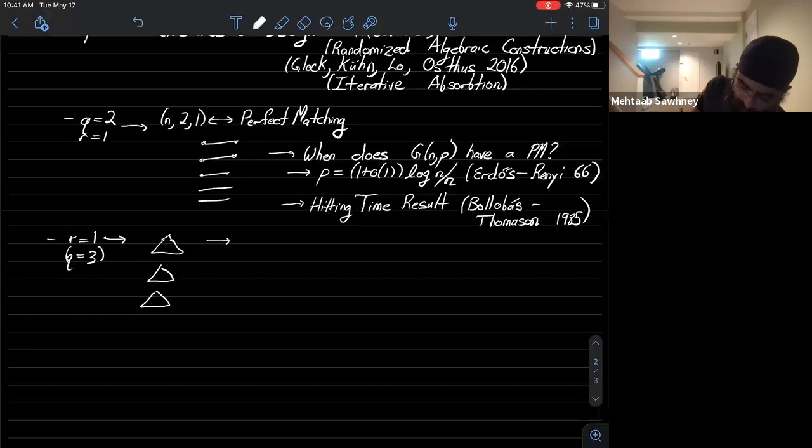And the question then becomes, let's say, when does G3 and P contain a 3-1 design?